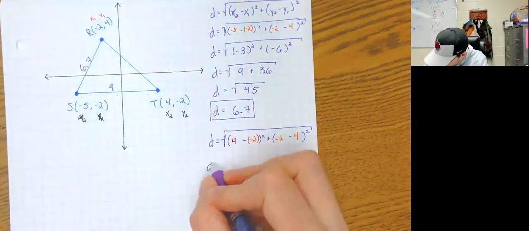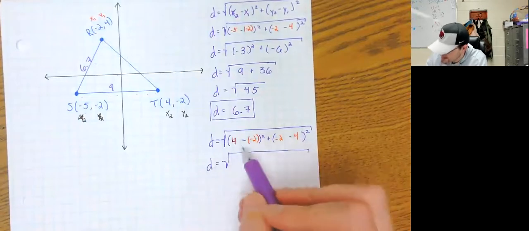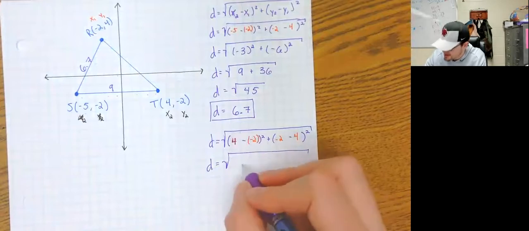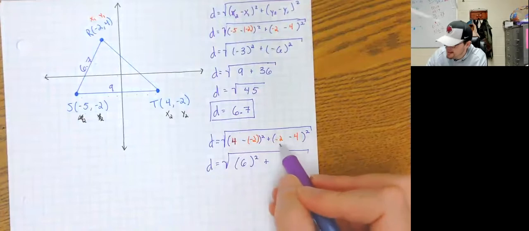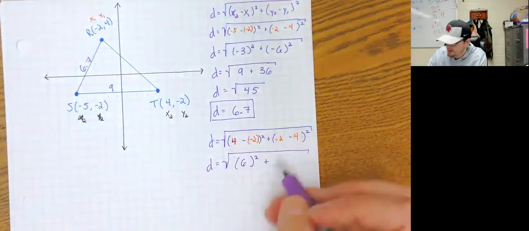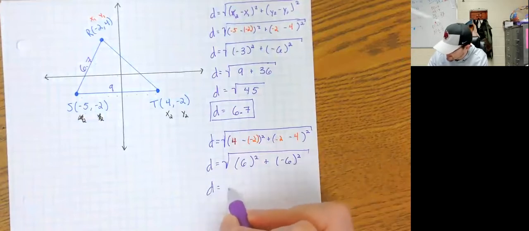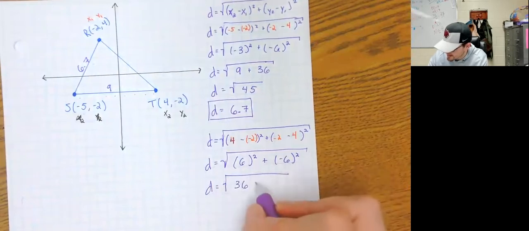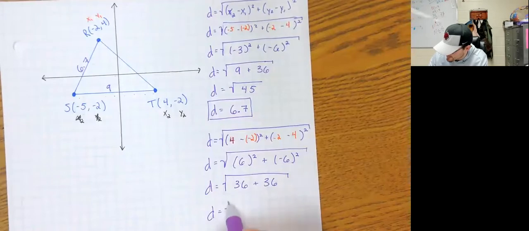So now we're going to go through and simplify. So 4 minus negative 2 is 4 plus 2, which should be 6. So we get 6 squared plus negative 2 minus 4, still negative 6 squared. And then d equals 6 squared is 36. Negative 6 squared is 36. And then d equals the square root of 72 when you add them together.